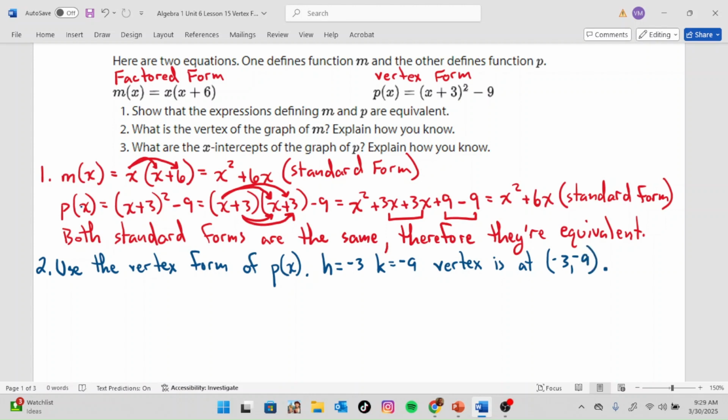So this is where it's helpful to understand that equivalent equations are going to have the same graphs. So they'll have the same features, the same vertex, the same x-intercepts, the same y-intercepts.